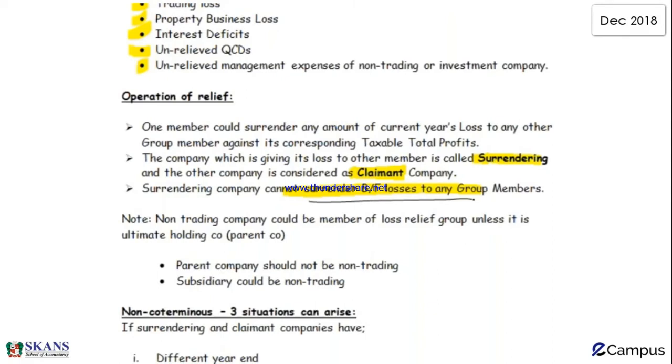So, right now, let's say there is this group in which A Limited owns B, C, and D Limited, at 80, 90, and 100%. So yes, right now we have A, B, C, and D as group members. Over here, if I give you some financial information of A, B, C, D, all of the companies so far have a year end of 31st March 2018.